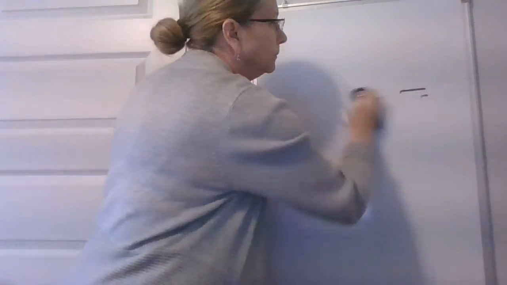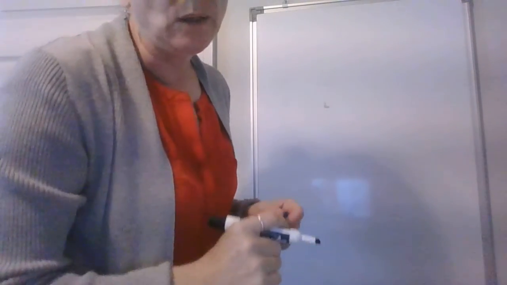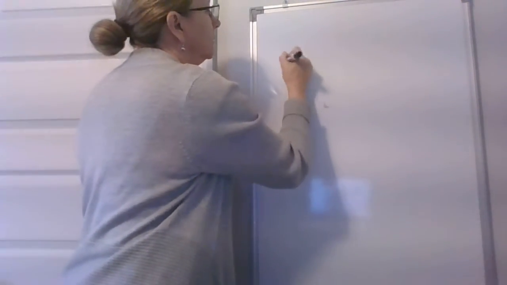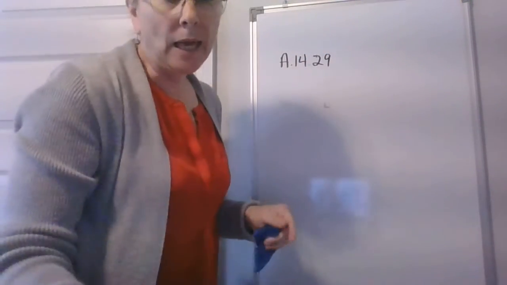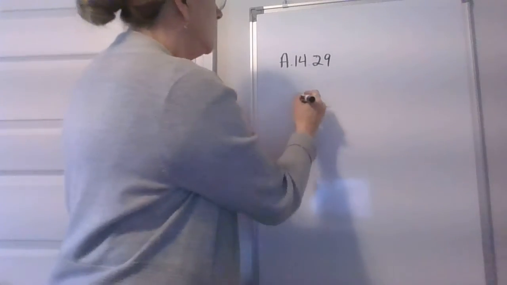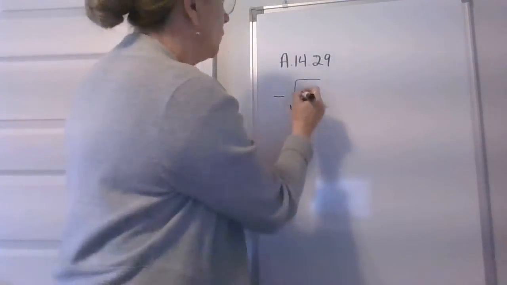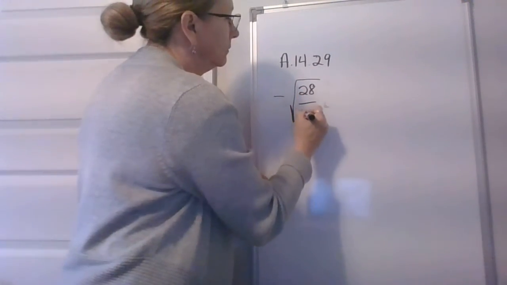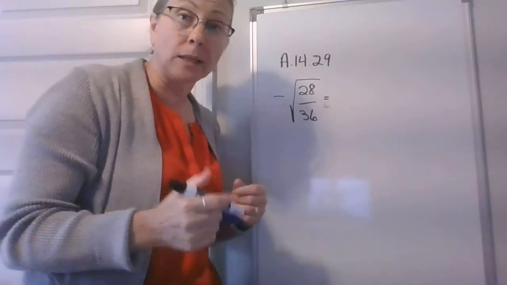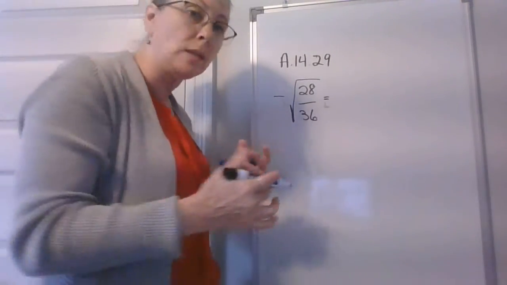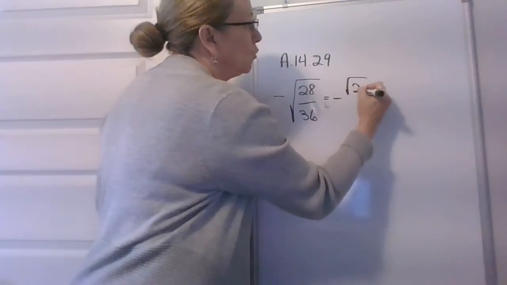Our next problem was problem 8.1429. And the first one that I saw was negative square root of 28 over 36. Now, when you do a problem like this, the first thing you want to do is separate the numerator and denominator and make each one a root.